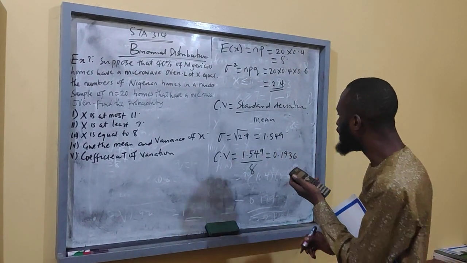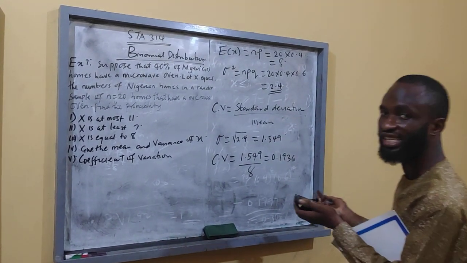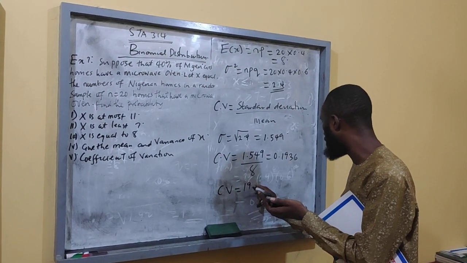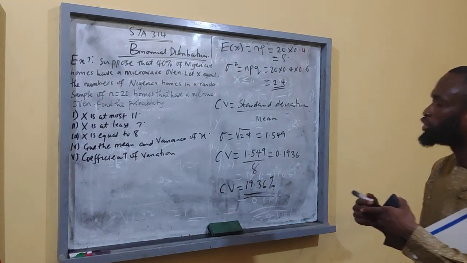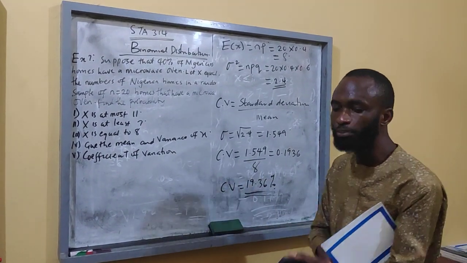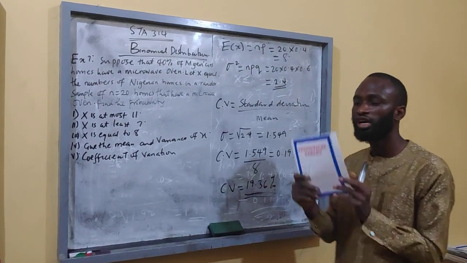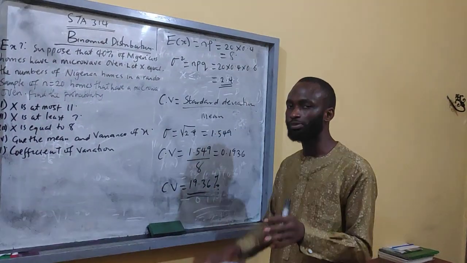That is 0.1936. But CV, coefficient of variation, is expressed in percentage. It means CV will just be 19.36%. And that is how to apply your table. This example is just to teach you how to use the statistical table to solve your probability distribution.